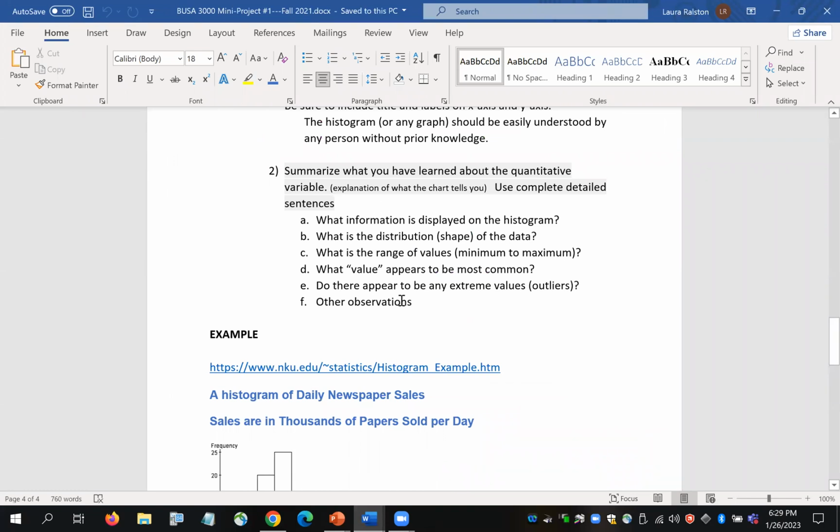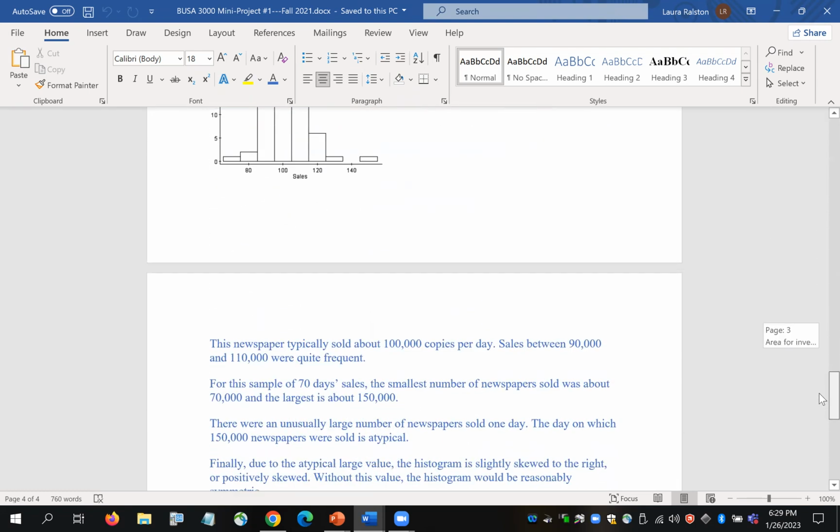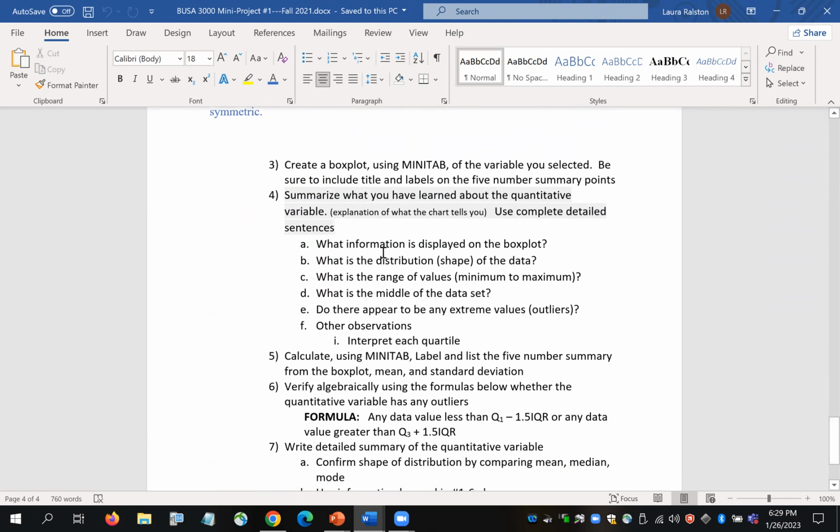So for my mini project 1, I've got to summarize what it's telling me. Think about what information is displayed: the distribution, your range of values, the middle. Do there appear to be any outliers? And the biggest one that students overlook is interpreting each quartile. I'm about to show you how to do that, so I hope you're paying attention.